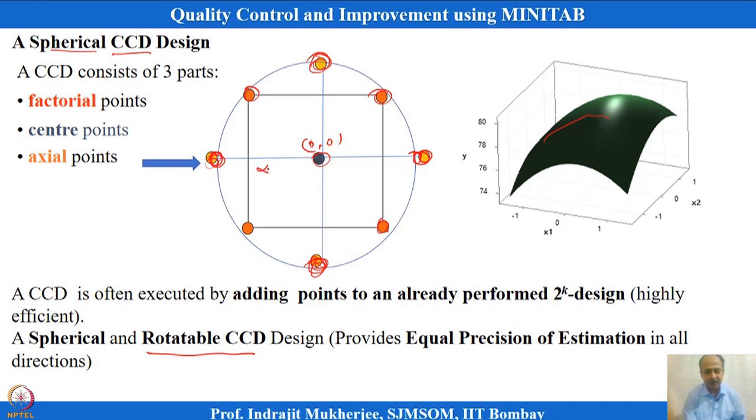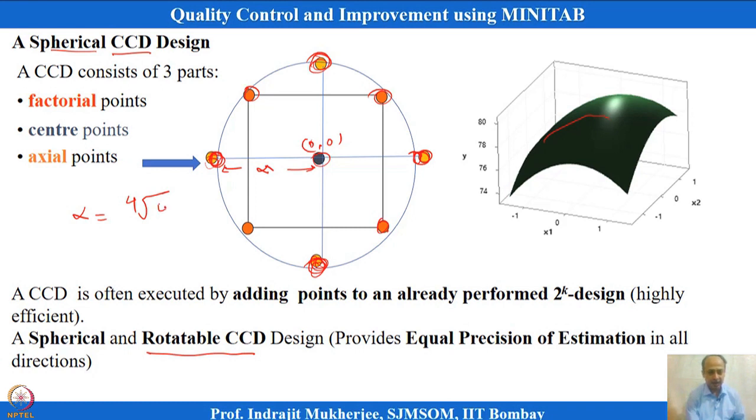This will be noted by an alpha indicator, that this distance from here to the center points is around alpha over here, and what should be the alpha? That is the question over here. So, generally alpha is taken as number of corner points over here. So, there are 4 corner points over here. So, 4th root of corner points like that.